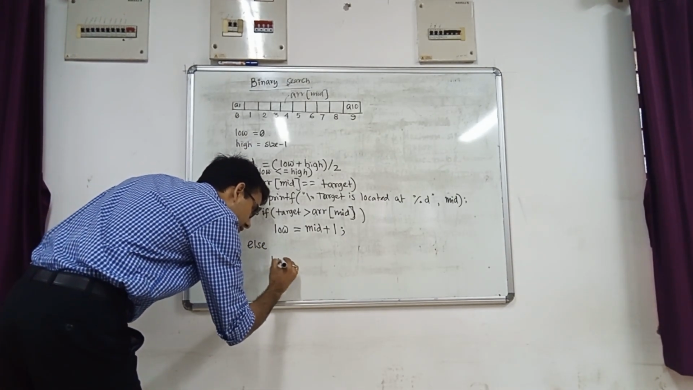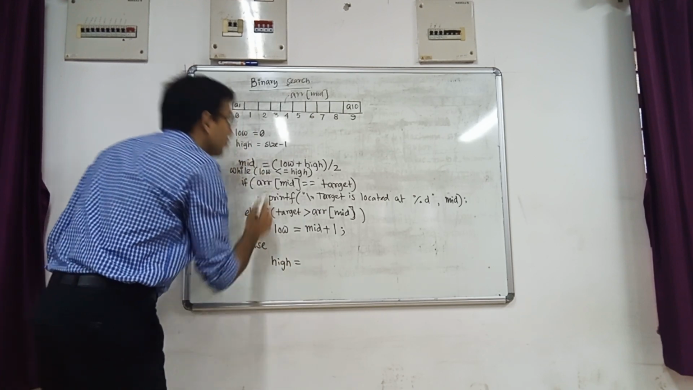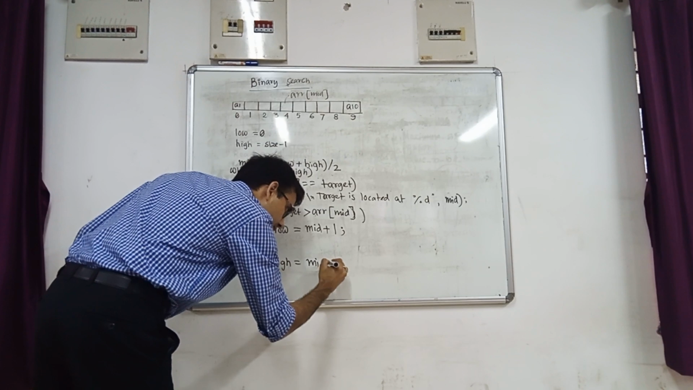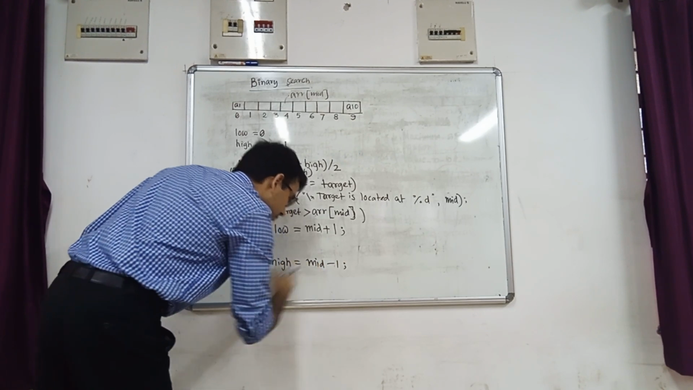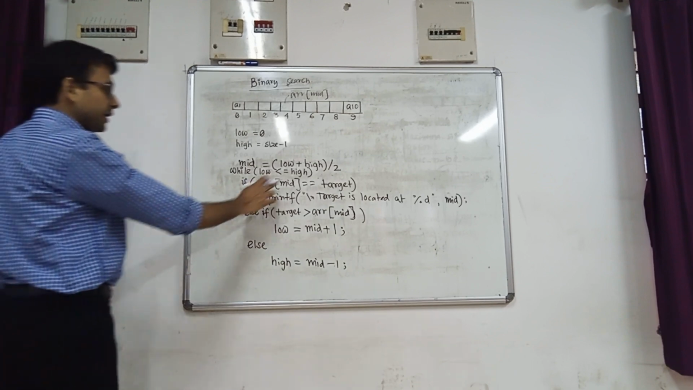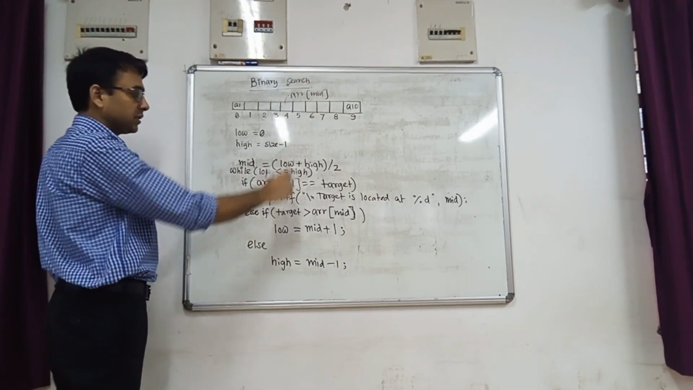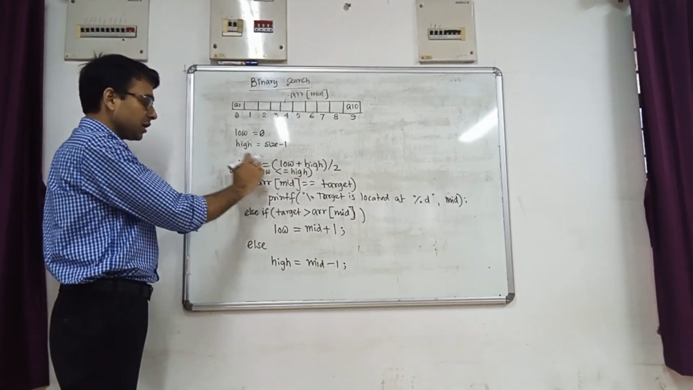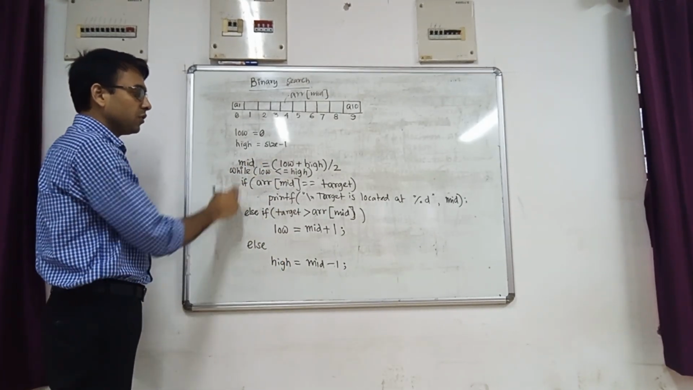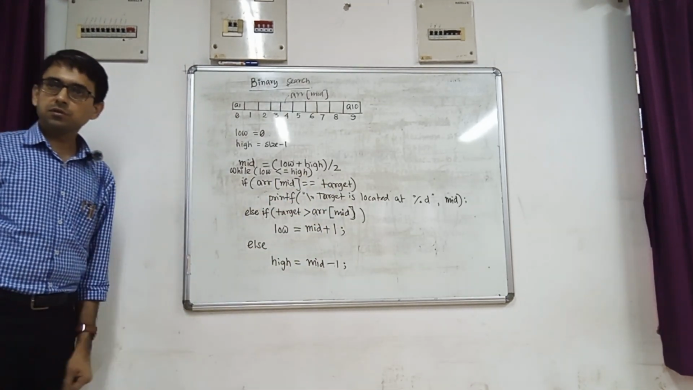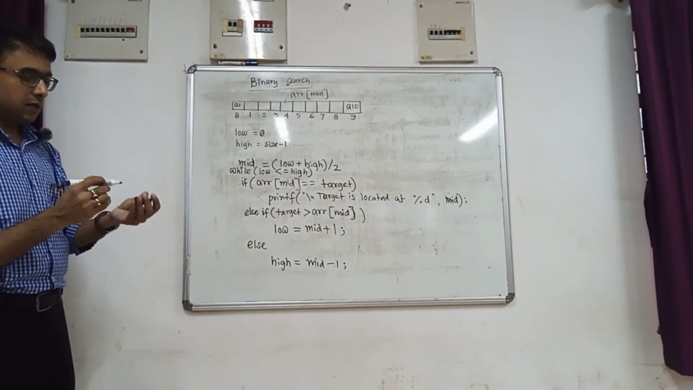high is equal to mid minus 1. Okay. Next again it will go low and high, that cycle it will continue. So it will be the condition under which it will continue to move low, high, and it will finally print. Okay, that is called the binary search.